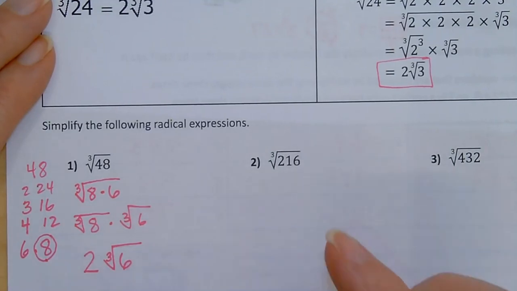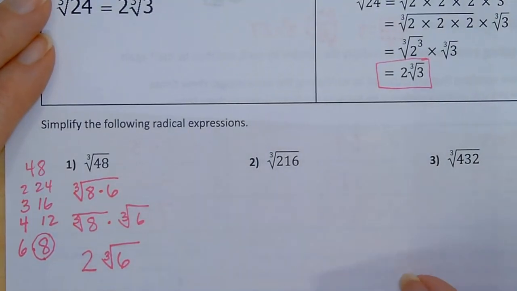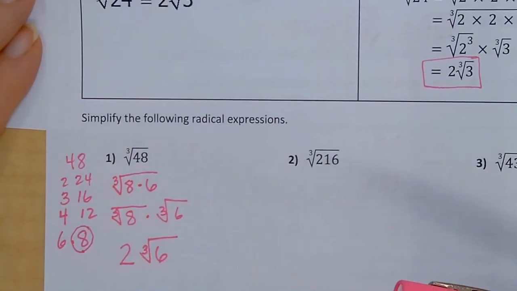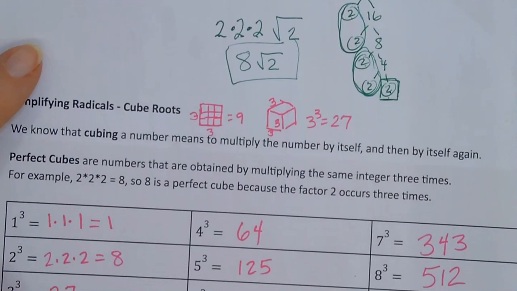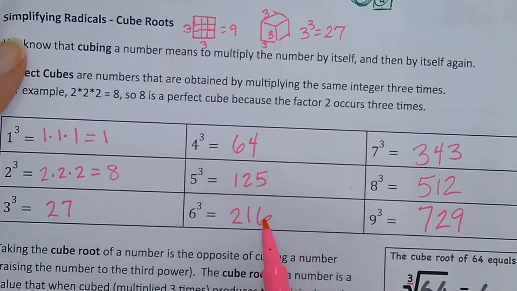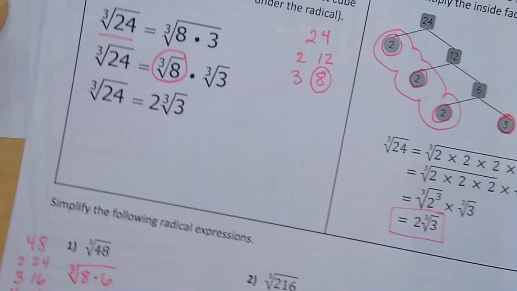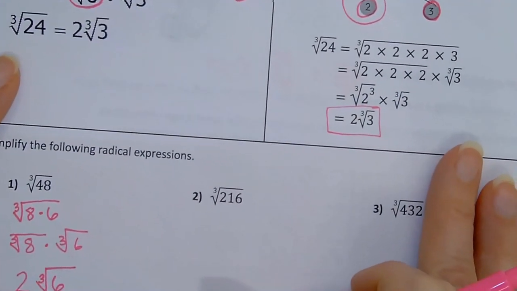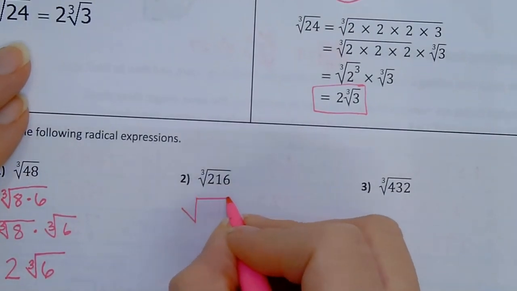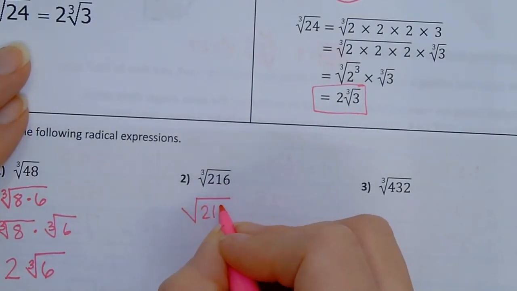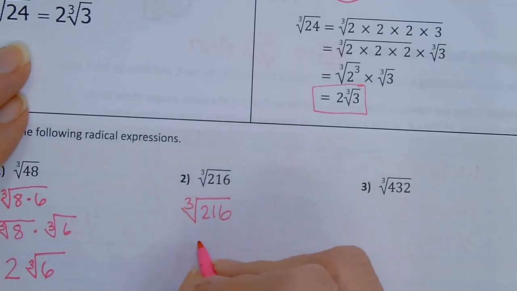All right, 216. I know that's maybe a perfect square, or it's 2 times 2 times 2, a whole bunch of 2's. I'm going to look and see. Oh, it's a perfect cube all by itself. It is 6 cubed. Nice. So if I wrote down a bunch of perfect cubes, I'd know already that the cube root of 216 equals 6.